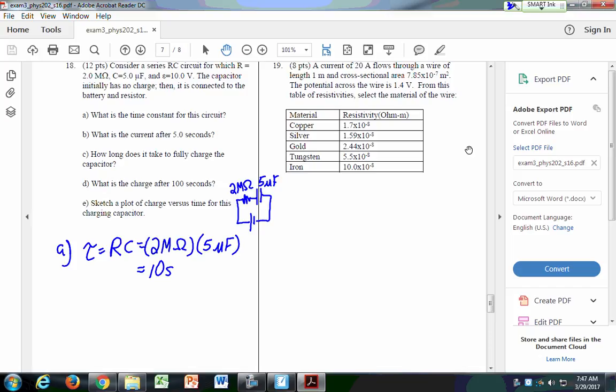And then I want to know what is the current after 5 seconds. Well, now this isn't on your equation sheet, but you need to know that the current is a decay function. So if I were to plot current versus time, it decreases with time. Initially it's really big.